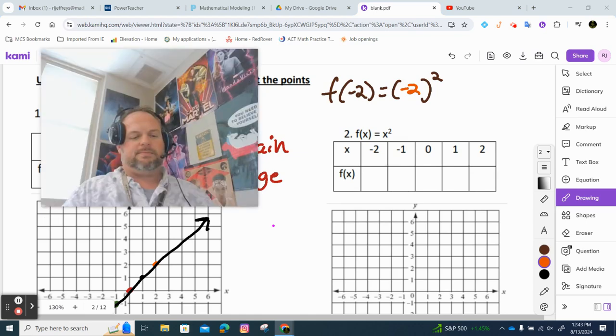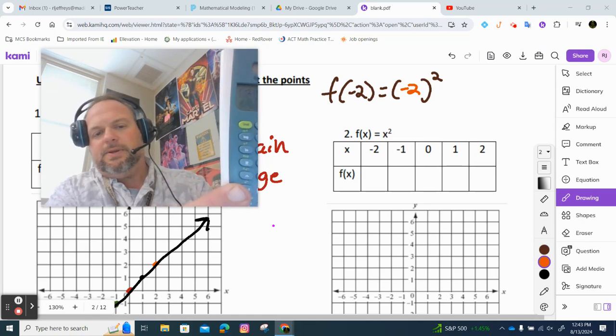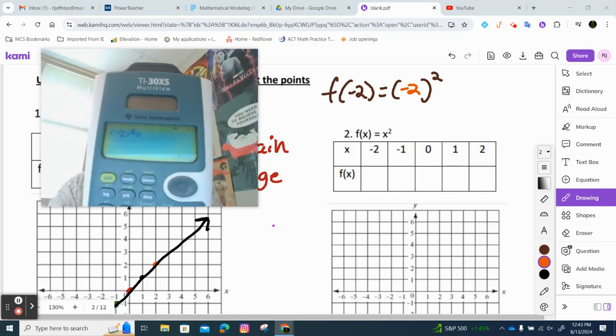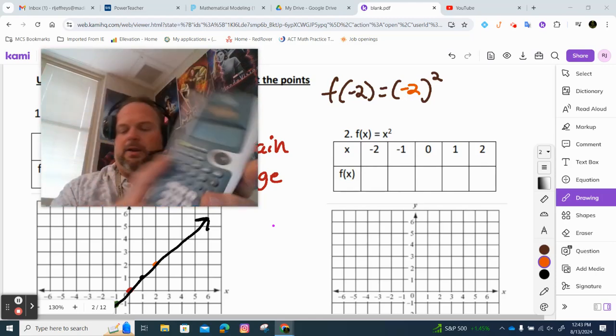Okay. So, parenthesis, -2, parenthesis, and a little squared button. Boop. 4.